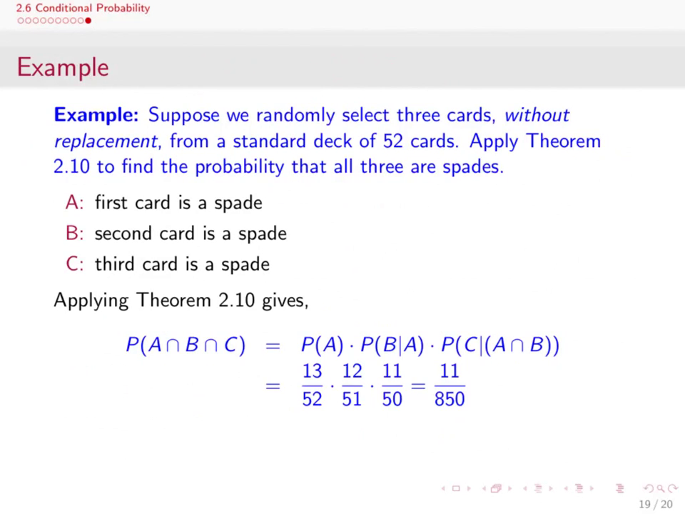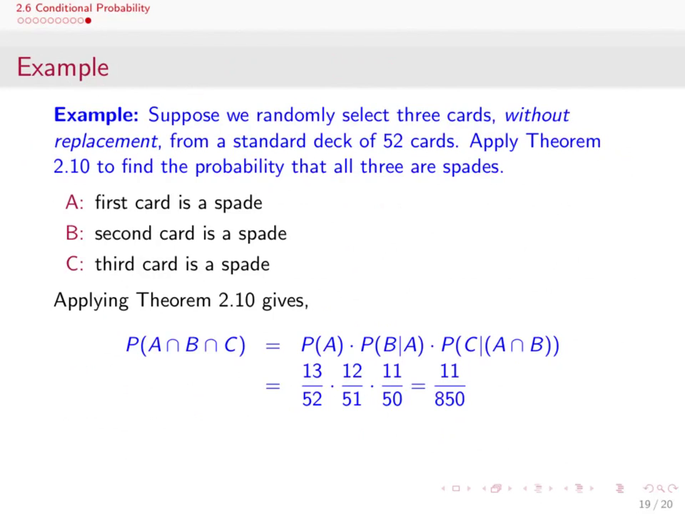So for this example, we'll suppose we randomly select 3 cards without replacement from a standard deck of 52, and we're going to apply Theorem 2.10 to find the probability that all 3 cards are spades. And we'll define events as follows. Event A is that the first card is a spade, event B is the second card is a spade, event C is the third card is a spade. And so we're looking for the probability of A intersected with B intersected with C.